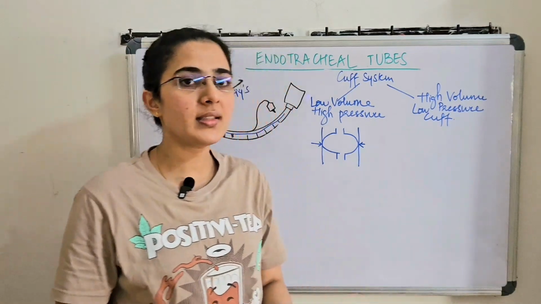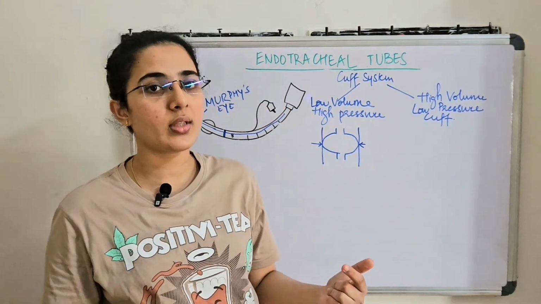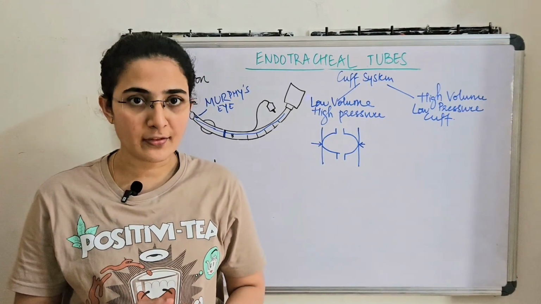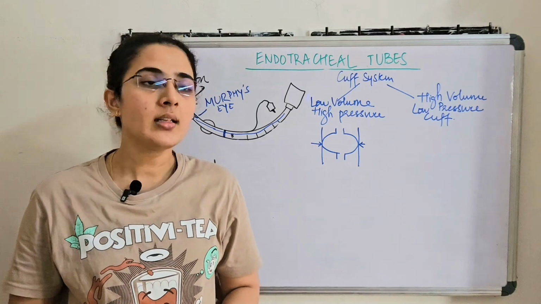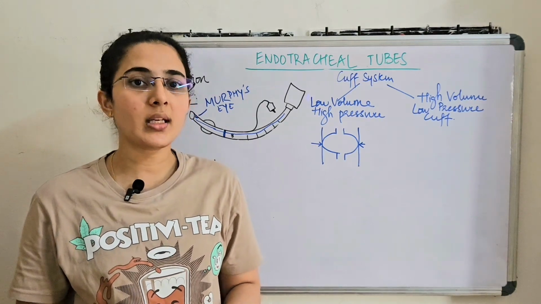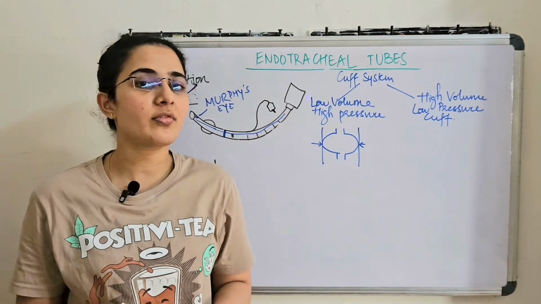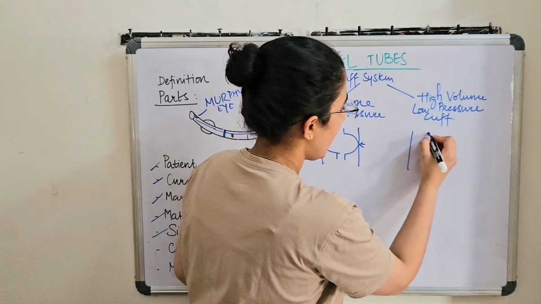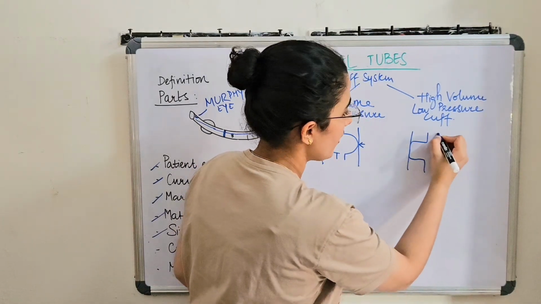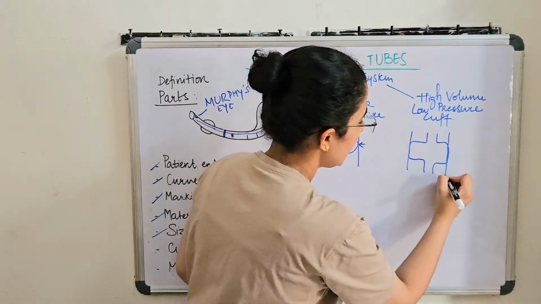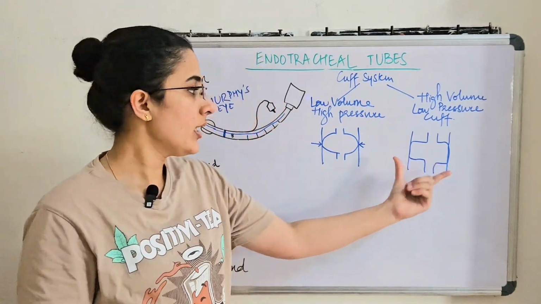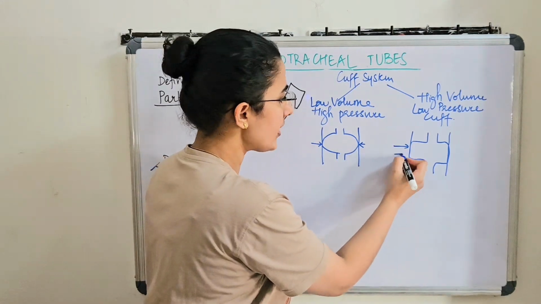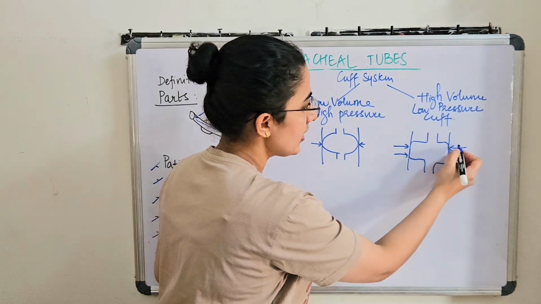High volume low pressure cuff is basically what our modern endotracheal tubes, which we use, are made of: polyurethane. They require higher volume for inflation. Their compliance is very high, and these cuffs also expand with expansion of certain gases like nitrous, if we use it along with them. So the cuff inflation pattern will have a greater surface area of contact with the trachea. These cuffs will inflate in such a manner that the surface area with the tracheal wall will be more. So the pressure exerted on the trachea will be less.